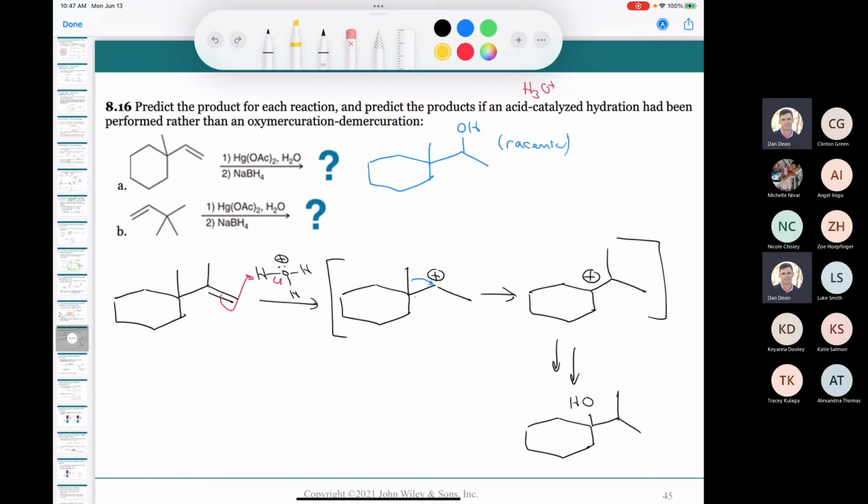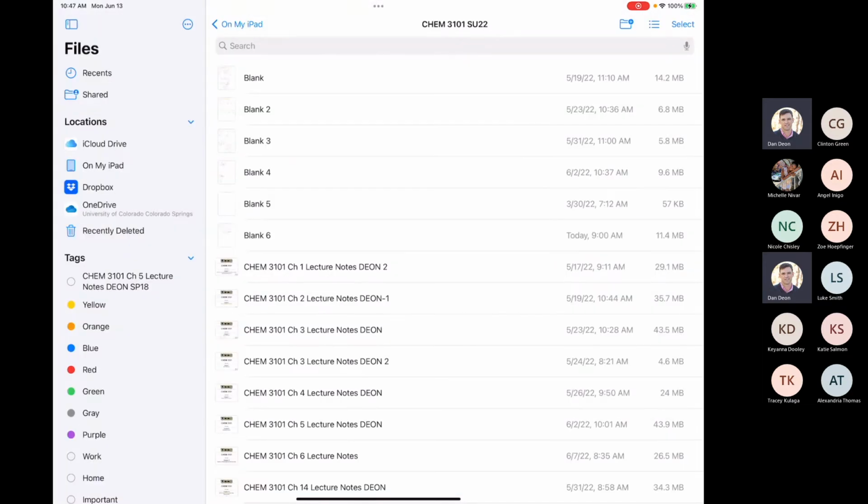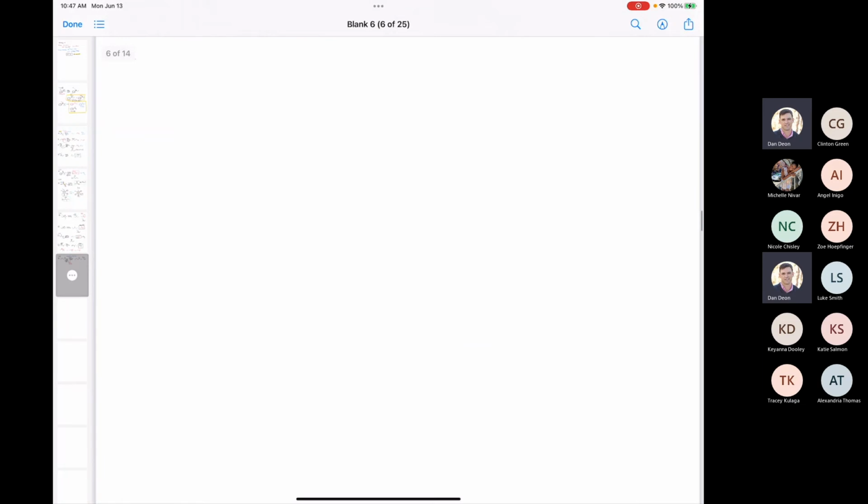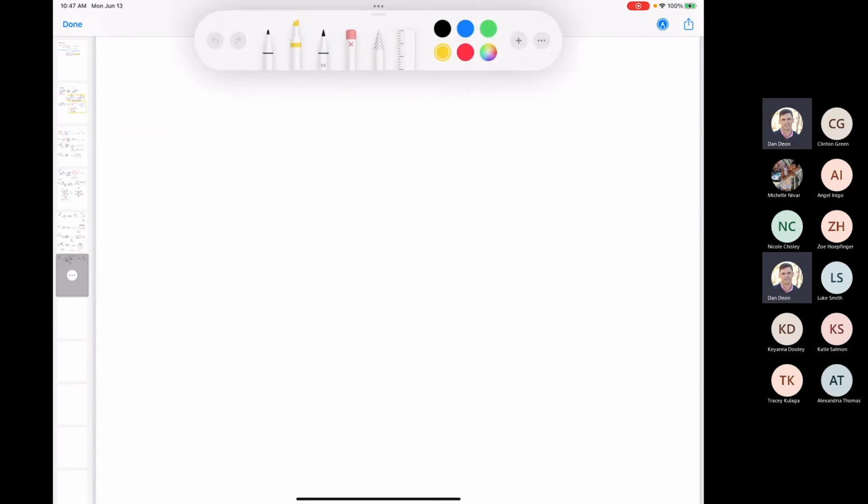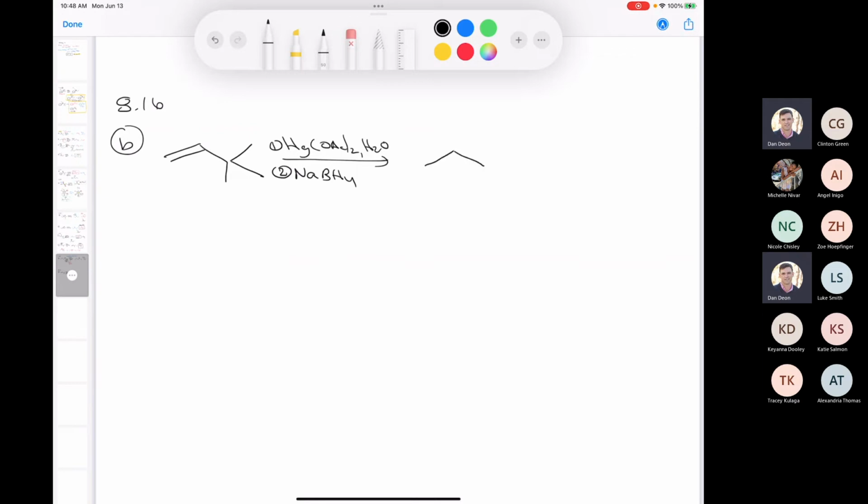Let's try the same thing with the next one. I'm going to have to switch over to a blank document in order to do that, since we're running out of space. So this is question 8.16. So let me pencil this in. This is 8.16b. We're starting with this alkene. So this would be what? 3,3-dimethyl-1-butene. And we're treating it with mercuric acetate in water in the first step and sodium borohydride in the second step. This is oxymercuration-demercuration. It's nothing more than the Markovnikov addition of water across the double bond, but we avoid carbocation rearrangements.